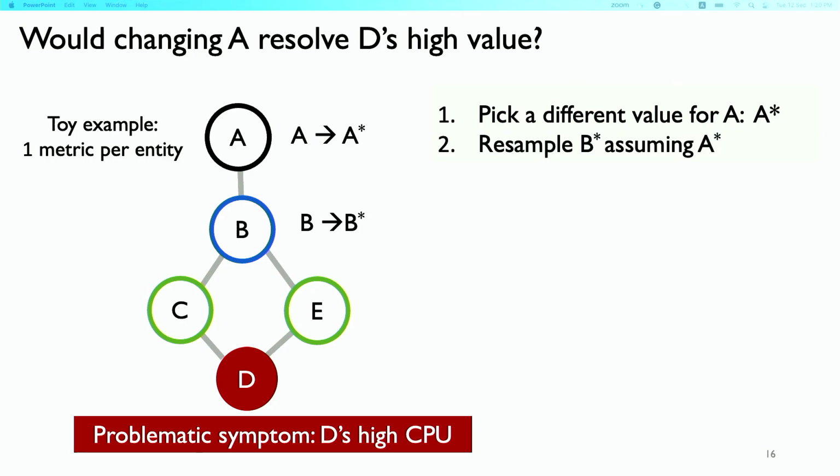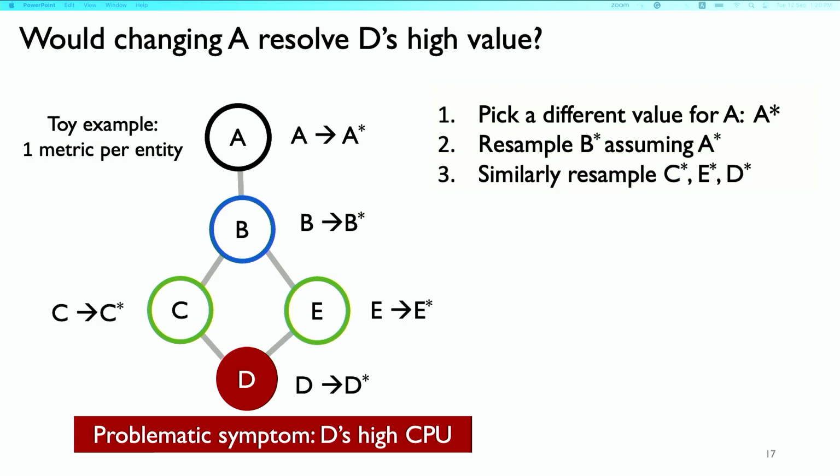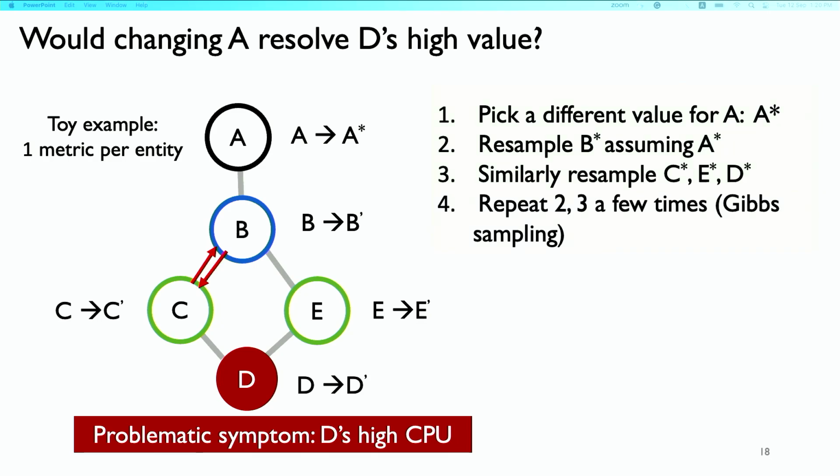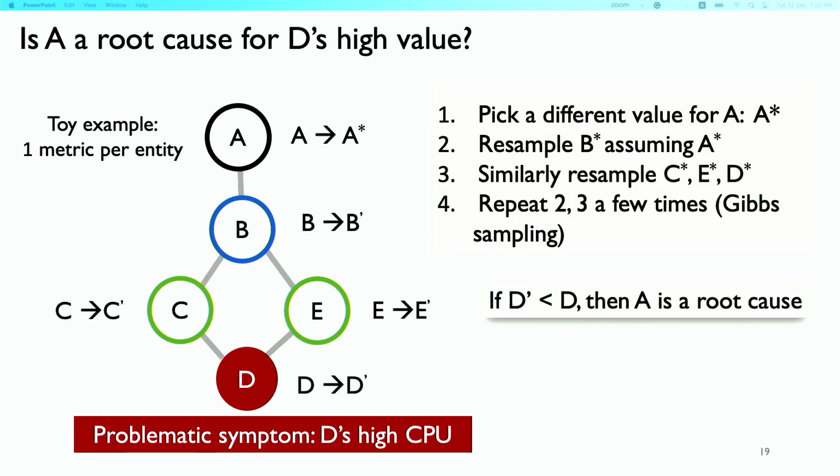So assuming the newer value of A, we resample B, and similarly we resample other entities, assuming the newer values that we resampled before. And we run this resampling process a few times so that any cyclic effects in the relationship graph get propagated. So at the end of this sampling process, we end up with a new value of D, which is a consequence of starting out with a different value of A in the first place. And if this new value of D is significantly less than its original value, then we conclude that A is a root cause for D.